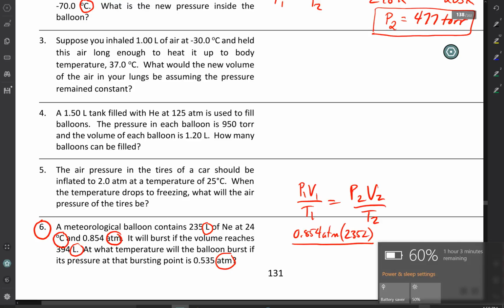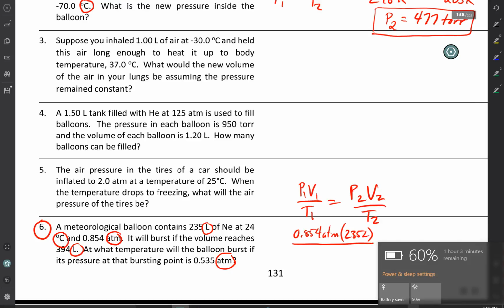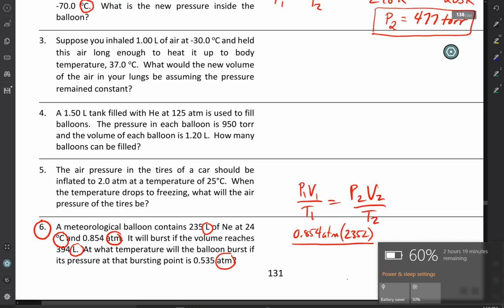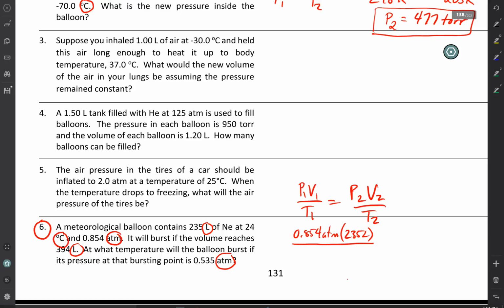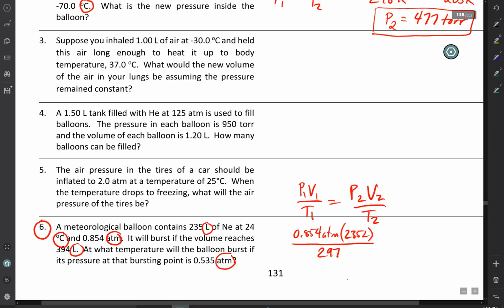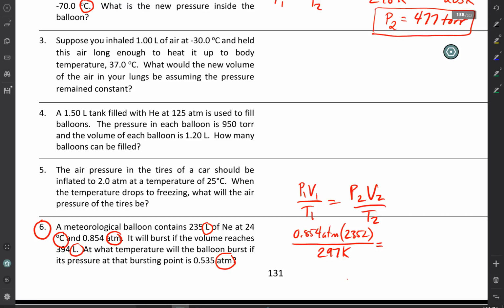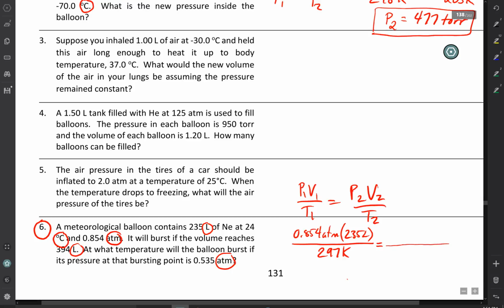I'm going to divide that by, sorry. I know I start with a temperature initially at 24 degrees Celsius, so 24 plus 273 gives me 297 Kelvin. And then I have to fill in the other side. It's asking for the temperature, so I'm going to keep T2 in my denominator. And I've got my new pressure, which is 0.535 atmospheres, times the volume, 394 liters.